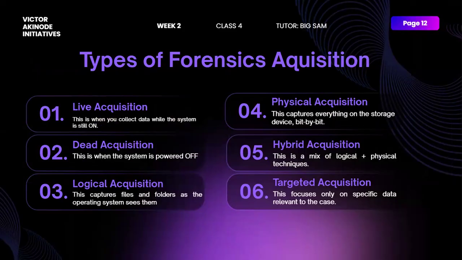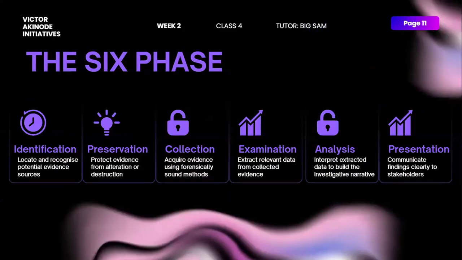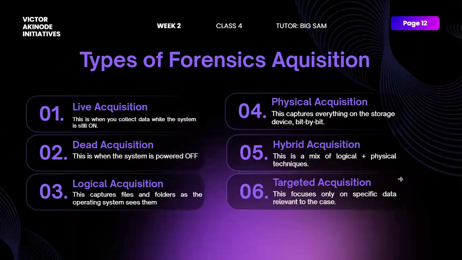Now, we have types of forensic acquisition. Acquisition is also the process of you collecting evidence in a forensically sound manner. The process of you collecting your file, your folder can also be termed acquisition. Now, we have different types of forensic acquisition depending on the device or probably the investigation type. We have the live acquisition. This is where you collect data while the system is on.